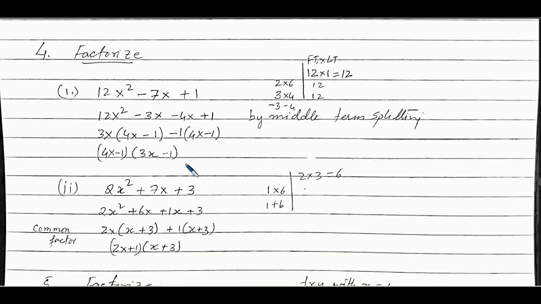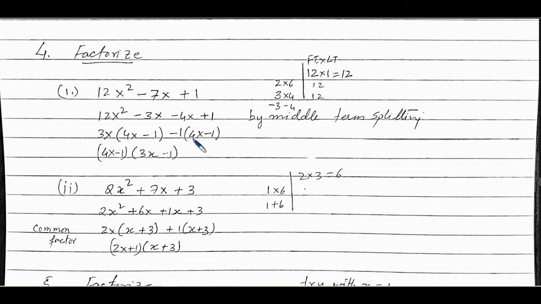Some examples, these are very trivial. Again, it is too much repetition. I am repeating this so that it is a kind of revision. So factorize 12x square minus 7x plus 1. Again I do AC multiplication: 12 into 1 is 12. I know the 2 into 6 combination will not give 7, but 3 into 4 is 12. This will give me minus 3 minus 4. So I write it, I get it.